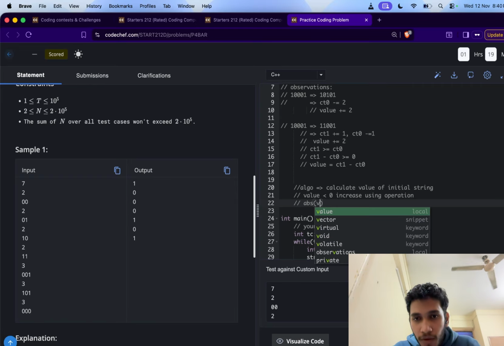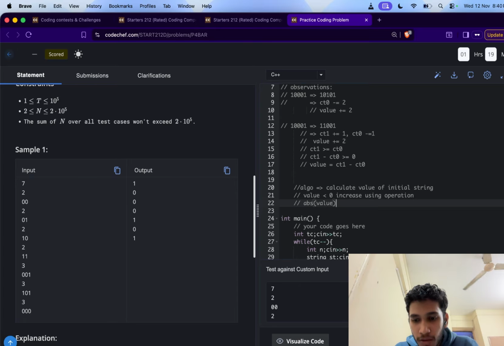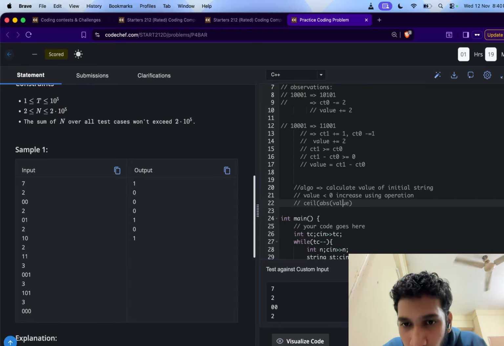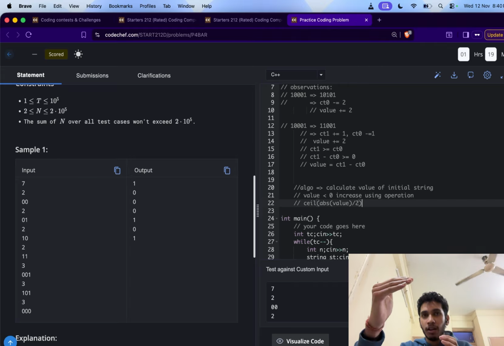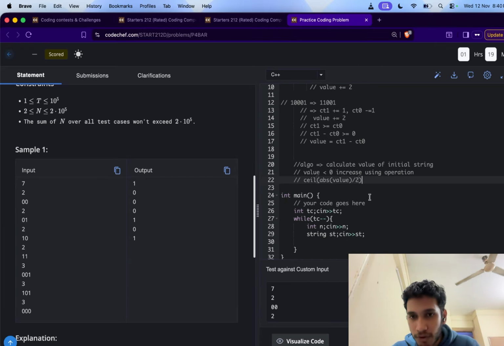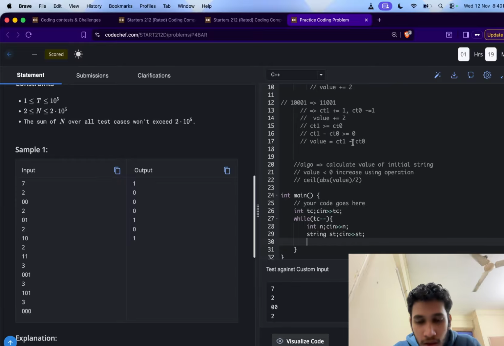So our answer would be absolute of value divided by 2. Am I correct? Because it increases by 2 every time. So for -3, it would increase by 2, become -1. Then increase by 2, become 1. So two operations are required, which is ceil of 2. Okay, let's implement it.